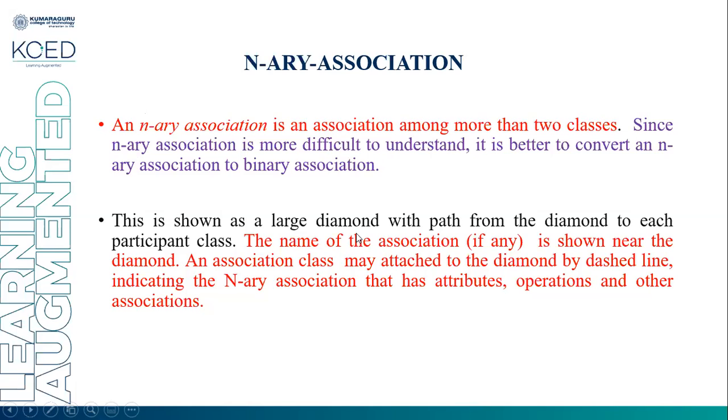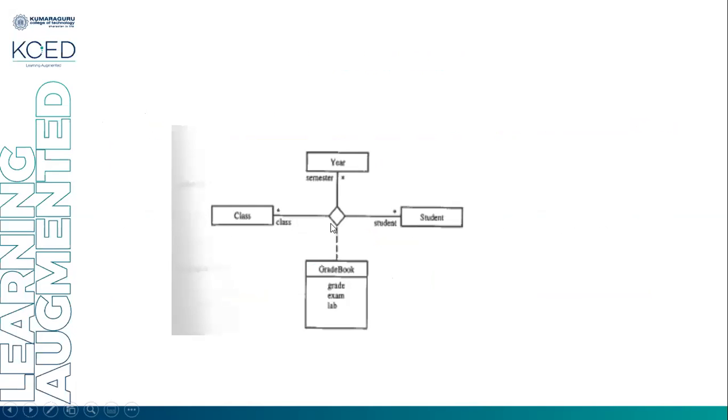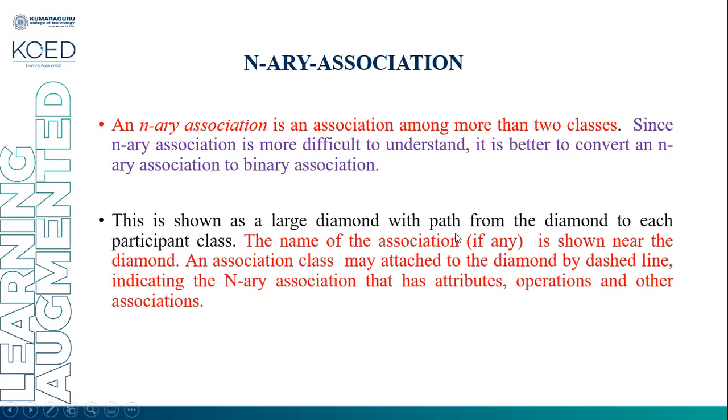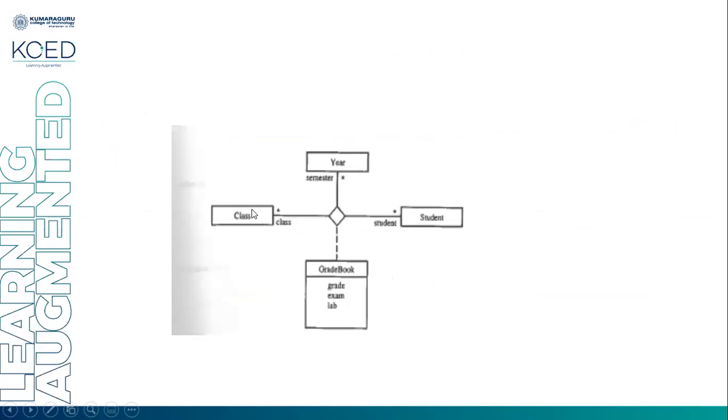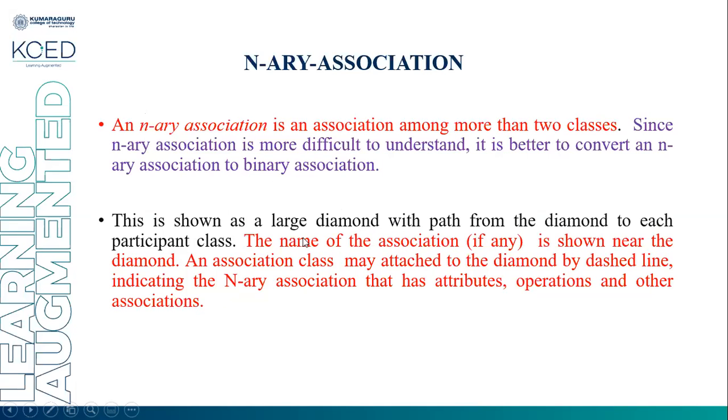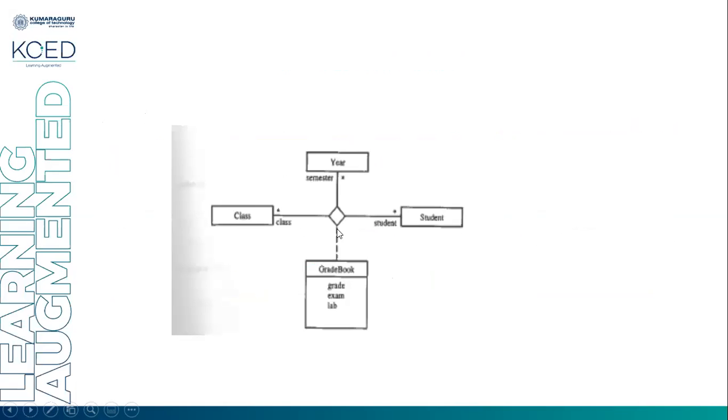This is shown as a large diamond symbol with a path from the diamond to each participant class. The classes here are class, year, and student. Okay, they are all having an association. So these three are the classes. The role names are class, year which is a semester, and student. The name of the association is shown near the diamond symbol.